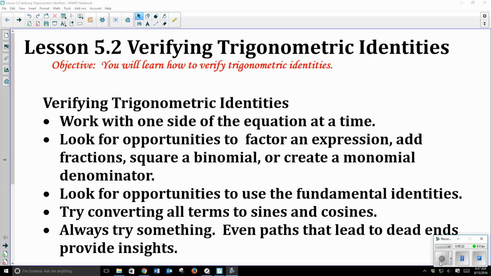Look for opportunities to factor an expression, add fractions, square a binomial, or create a monomial denominator. Look for opportunities to use the fundamental identities. Try converting all terms to sines and cosines. Always try something, even paths that lead to dead ends provide insight.